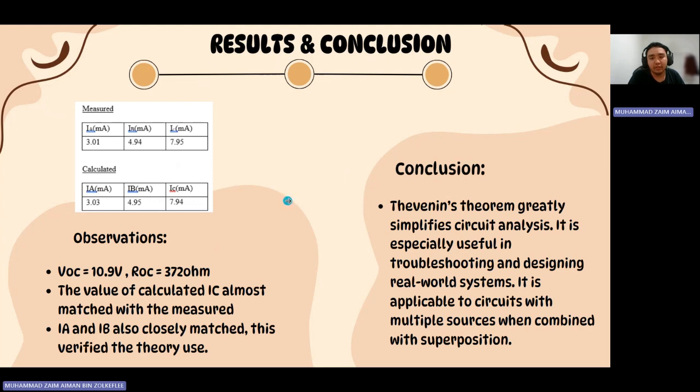In conclusion, Thevenin theorem greatly simplifies circuit analysis. It is especially useful in troubleshooting and designing real-world systems. It is applicable to circuits with multiple sources when combined with superposition.